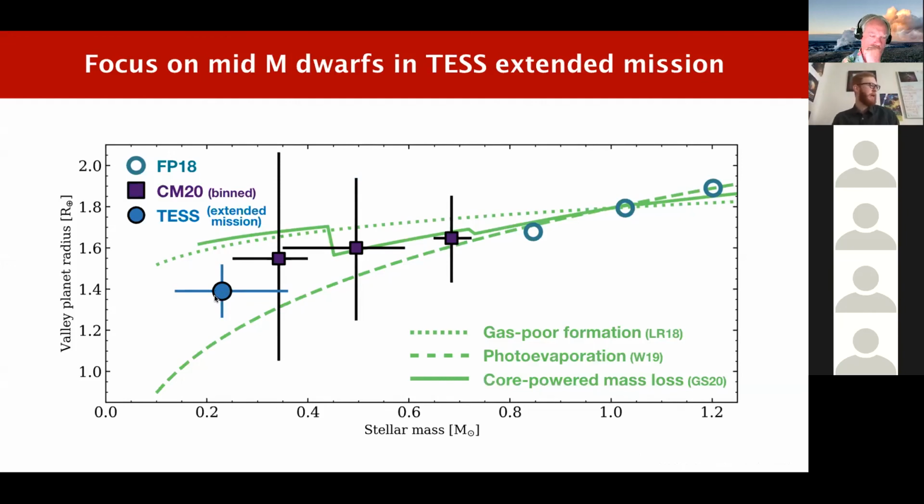mid M dwarfs. In that proposal, we said that if we can get about 12,000 of them, a specific set of 12,000 mid M dwarfs, in 2 more years of TESS, we will be able to derive this sort of error bar. That error bar will allow you to distinguish between, say, photoevaporation and gas pore formation at something like 3.5 sigma, which would be fantastic. So that proposal went in, and now that the TESS extended mission has started, we're going to start looking into those data as they come in.